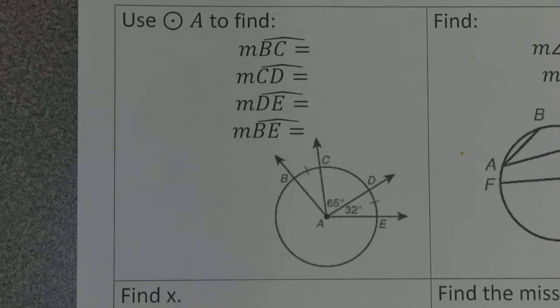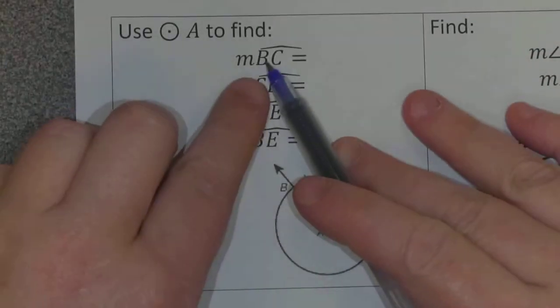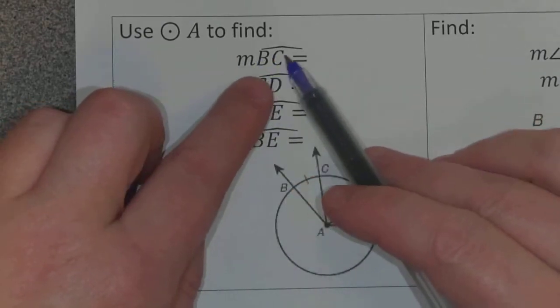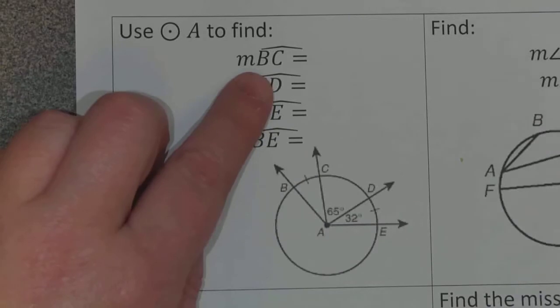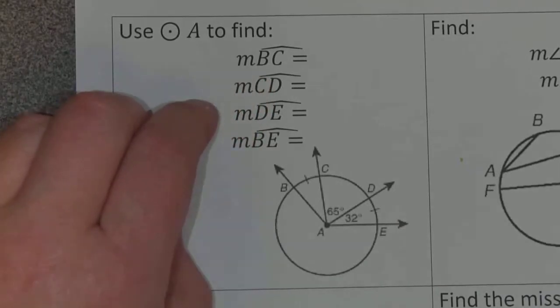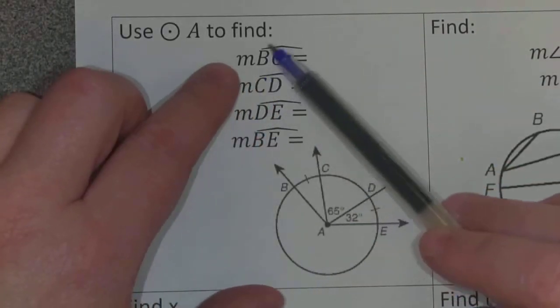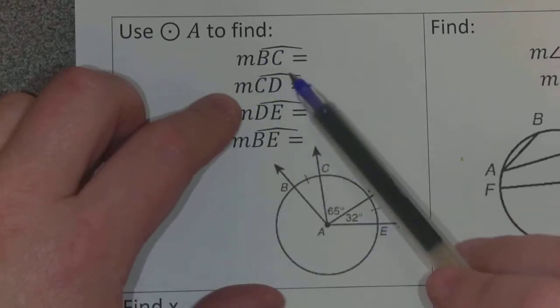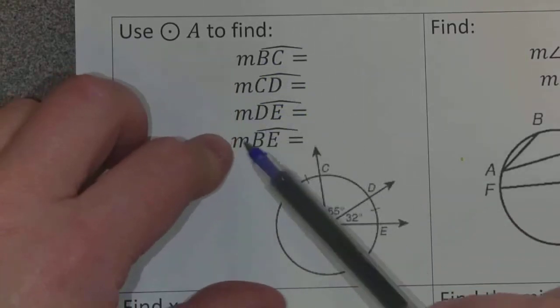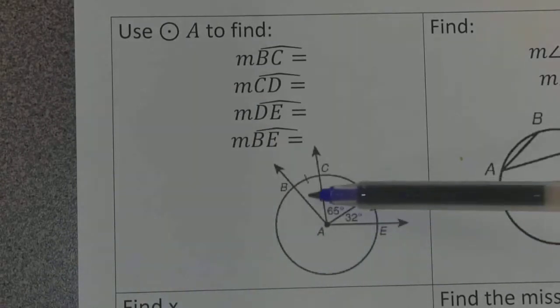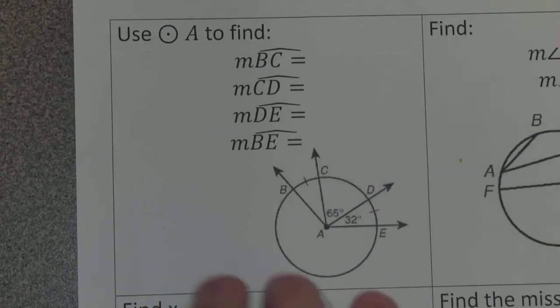Use circle A to find the measure of arc BC. Now, just a reminder, you guys, they're minor arcs if they're represented by 2 letters, and they're major arcs if they have 3 or more letters. So keep that in mind as we're looking. It says to find the measure of arc BC, arc CD, arc DE, and arc BE. So really what I want to do is find the circle and then answer those questions.